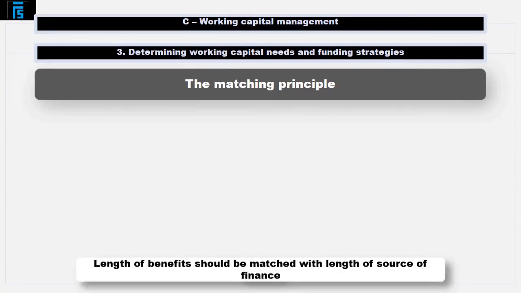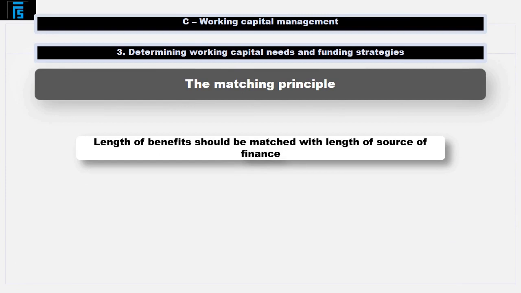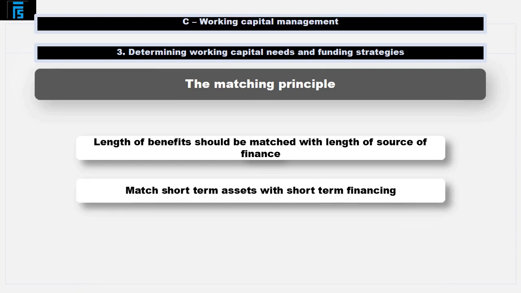The asset being financed should be matched with a finance source. So long-term investments like a factory building should be matched with a long-term finance such as a 40-year mortgage. The benefits of this asset will occur over a long period of time, and the finance source should match this. This is the matching principle.